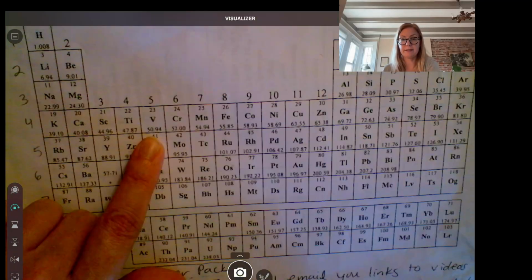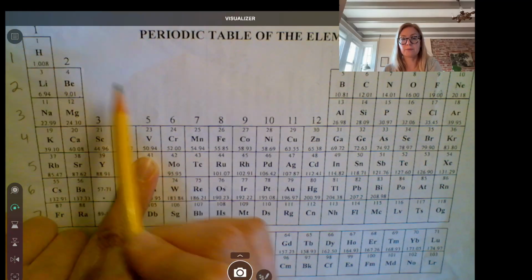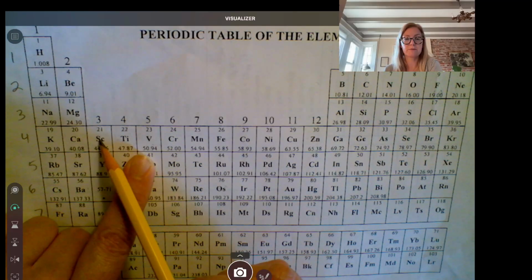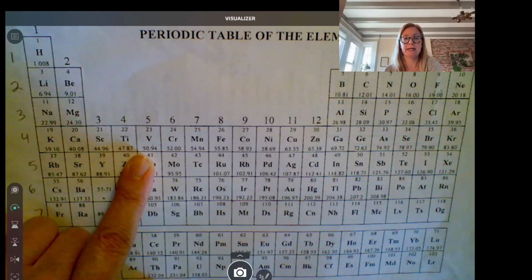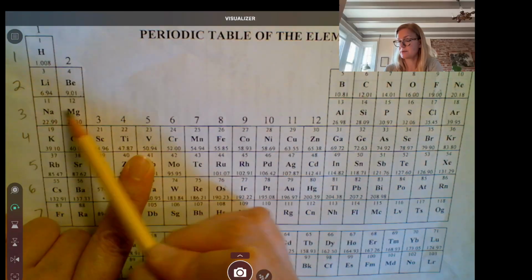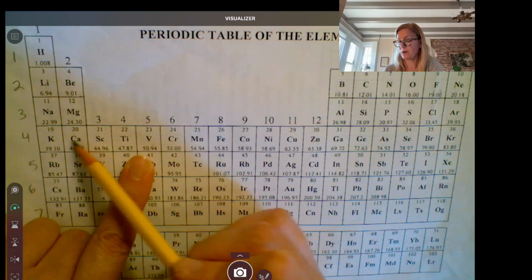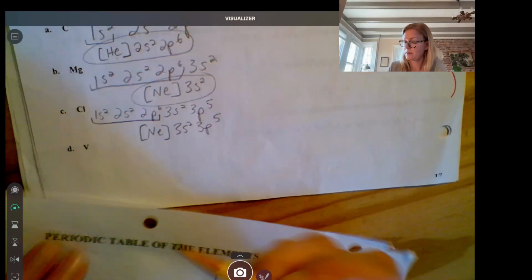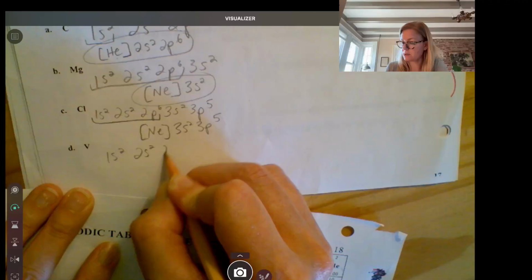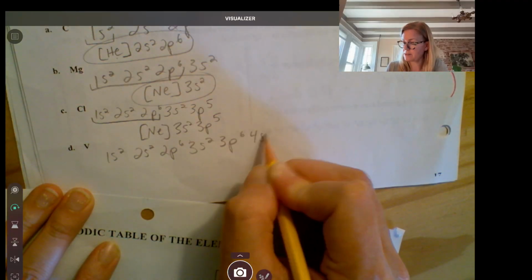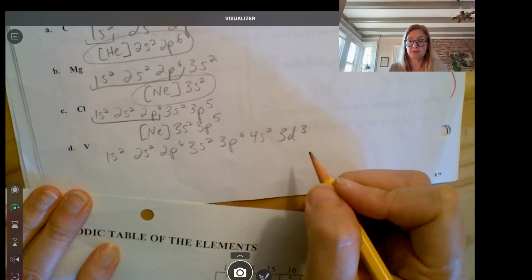And then vanadium right here. This one's going to go into the d block. It's going to end in d. Just remember, once you cross over into the d block, you've got to go one level behind. So we have 1s2, 2s2, 2p6, 3s2, 3p6, 4s2, 3d3. So that's the full electron configuration.